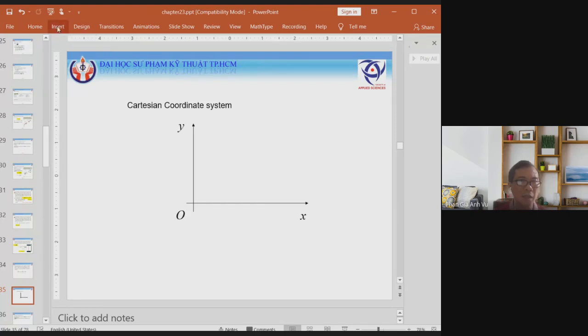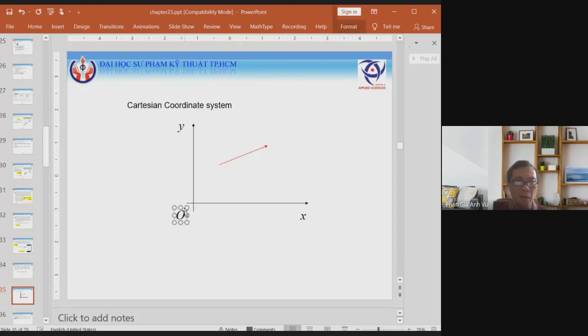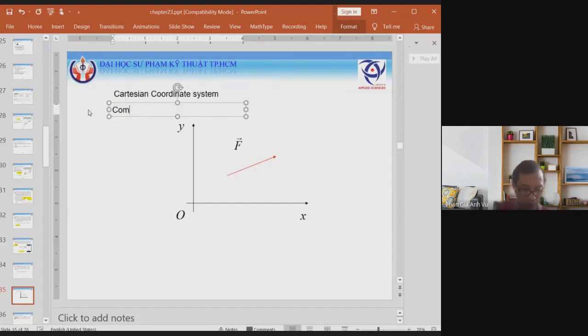Then when we have a vector like this one, a red vector, let's call the vector the force. So we have the F vector. Normally this is a free vector, so we don't bind the end of the vector to any fixed point. It can be here, it can be here, somewhere on the plane. So we call it a free vector. The free vector, or any vector, has 2 components. So from this, we have the components of the vector.